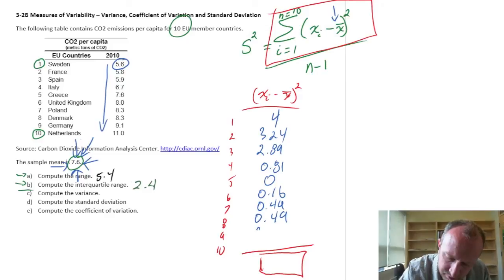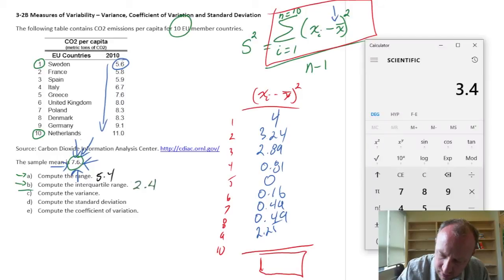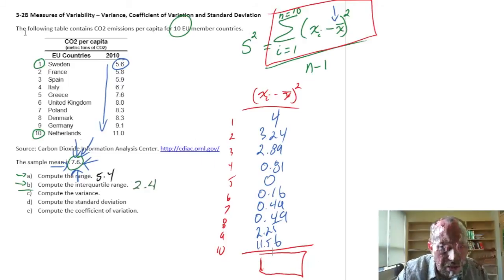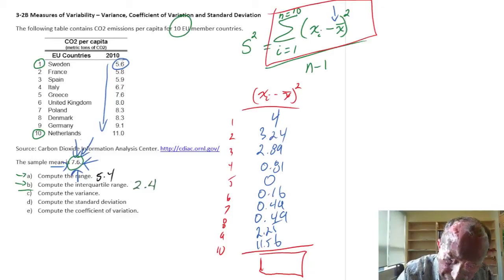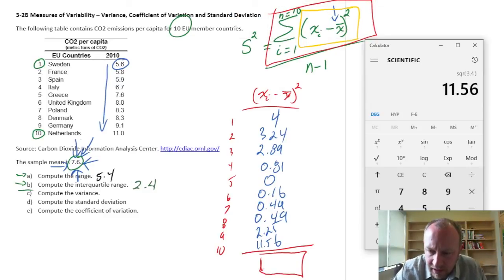Two and a quarter. And finally, Greece, or Netherlands, 11 minus 7.6. 1156. Okay, so what we've got here now are all of these squared differences. So we've calculated what's in the yellow rectangle. Now we're going to add all of those together, and that will give us our numerator.